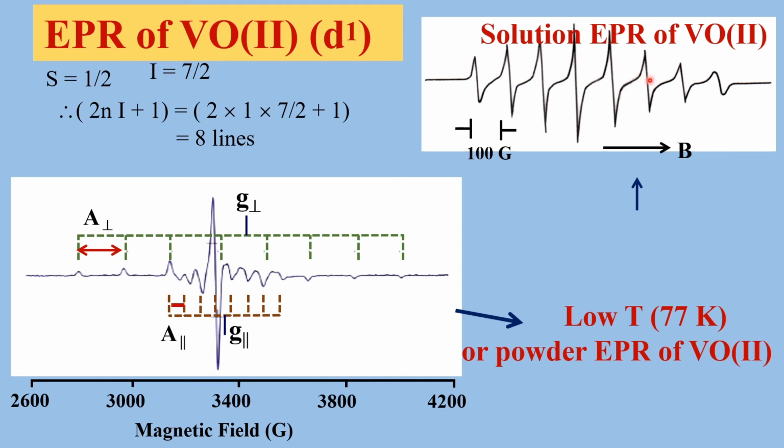In case of solution EPR, it is isotropic because of tumbling motion. The spectrum obtained is isotropic, whereas the spectrum obtained in the case of powder EPR at low temperature, or solution at low temperature, is anisotropic because of the orientation of the molecules at low temperature.